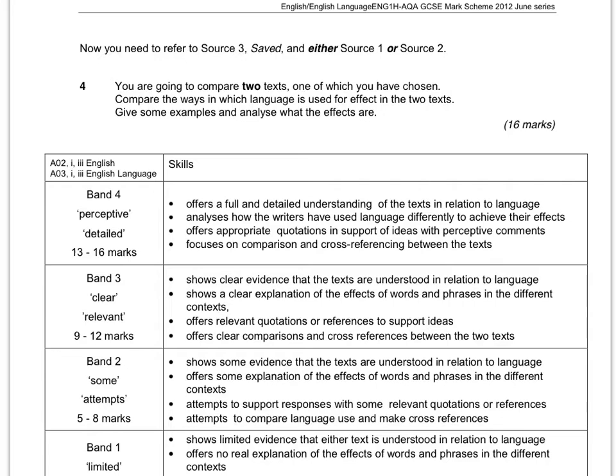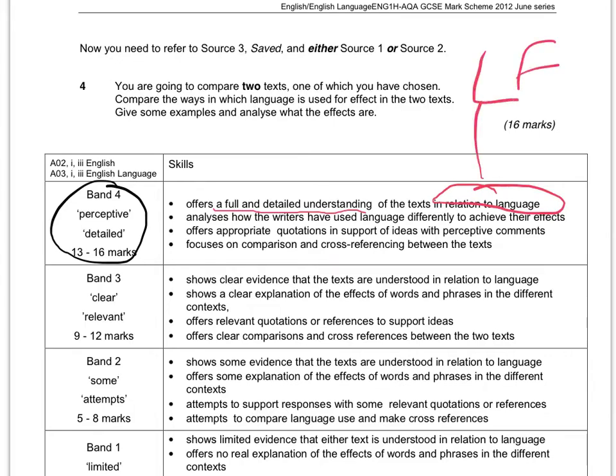So let's have a look at this mark scheme again. By now, if you've seen the other tutorials, you'll know that Band 4 is all about being perceptive and detailed. And indeed it does ask for a full and detailed understanding in relation to the language. So we are looking for language features.